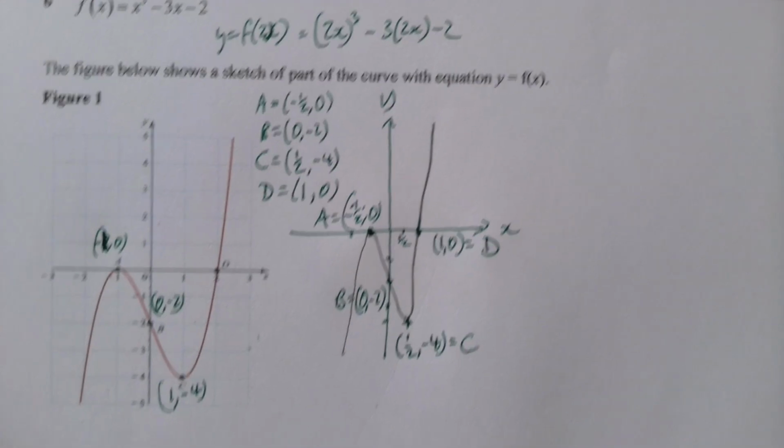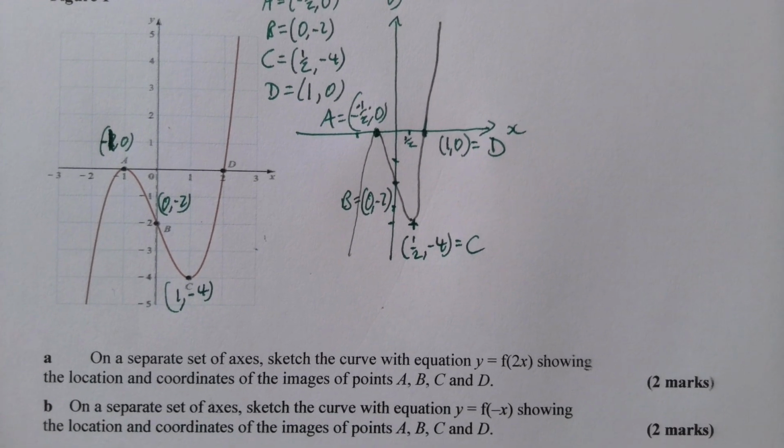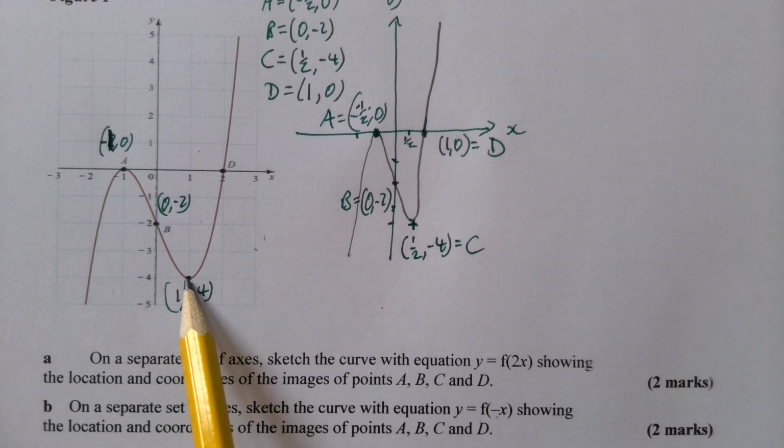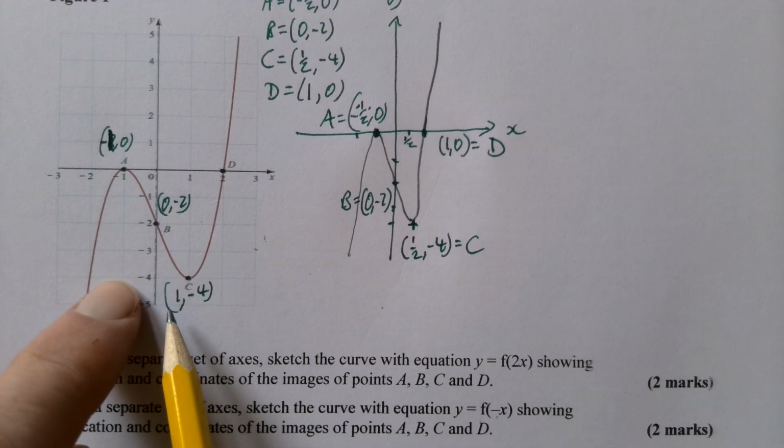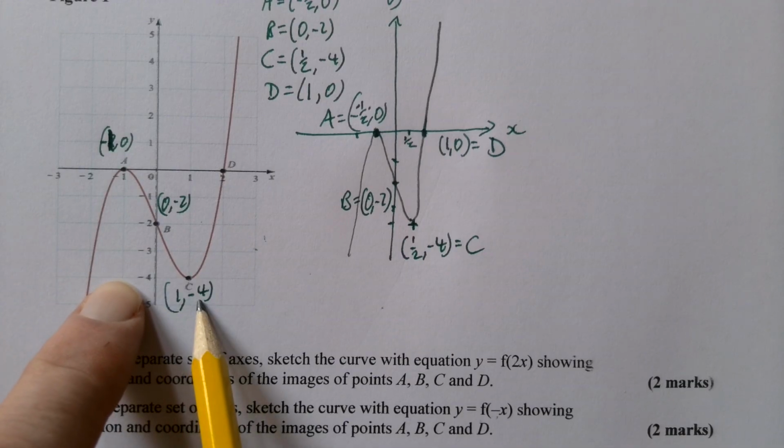When it comes to the second one, part B, function of negative x, well, every x value is going to be changed to the negative to get the same y result. So when my x value is 1, instead of getting what will get me, when my x value was 1, well, it will be reversed to negative 1. That's going to get me negative 4.